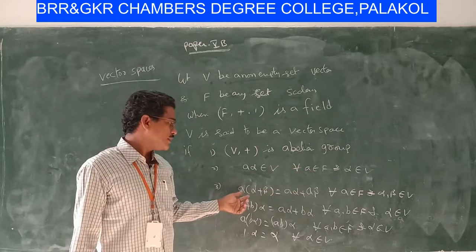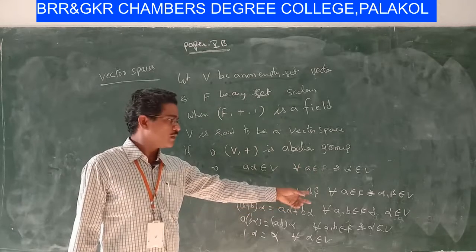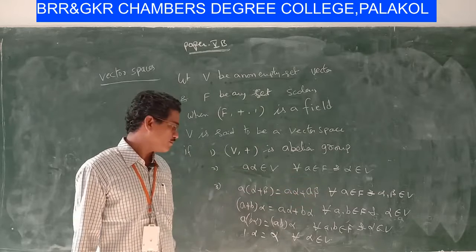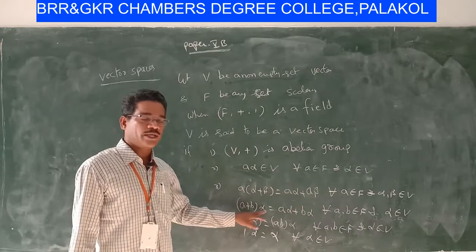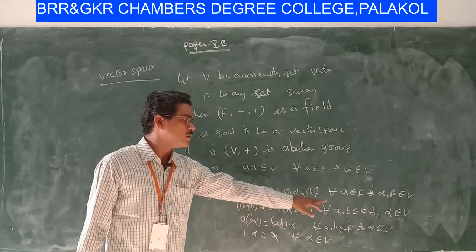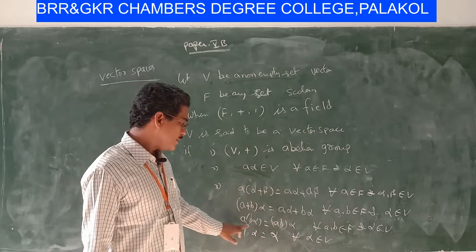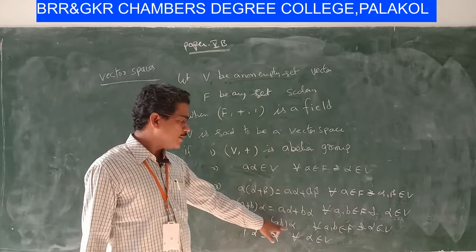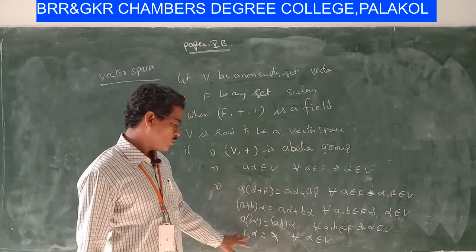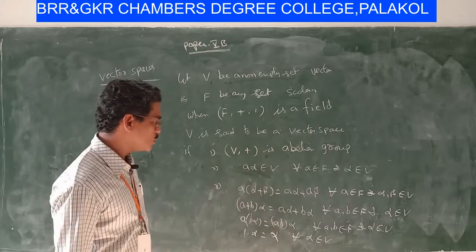Third is A into alpha plus beta equal to A alpha plus A beta for all A belongs to F and alpha, beta belongs to V. Next, A plus B into alpha equal to A alpha plus B alpha for all A, B belongs to F and alpha belongs to V. Next, A into B alpha equal to AB into alpha for all A, B belongs to F and alpha belongs to V. Last, 1 into alpha equal to alpha for all alpha belongs to V.